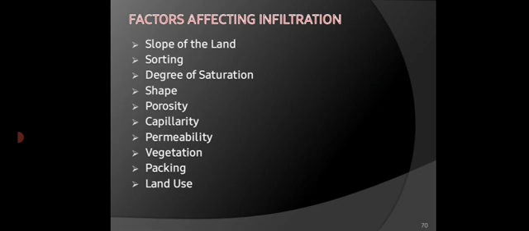Vegetal cover: if dense vegetation or forest area is there, then infiltration may be more because roots of trees and plants hold the water. Runoff is less, infiltration will be more. Land use: if the vegetal area or cultivable area is more, infiltration is more. If urbanization is more, infiltration is less, likewise, right?